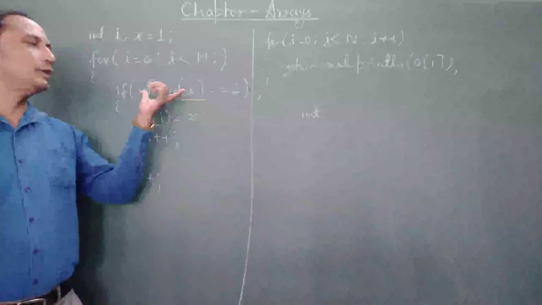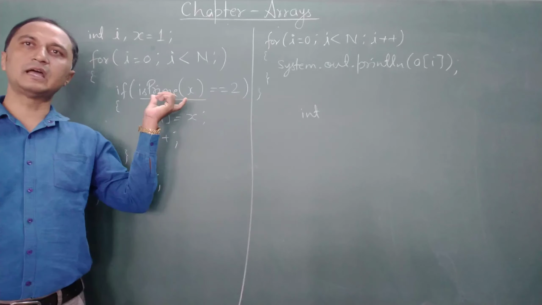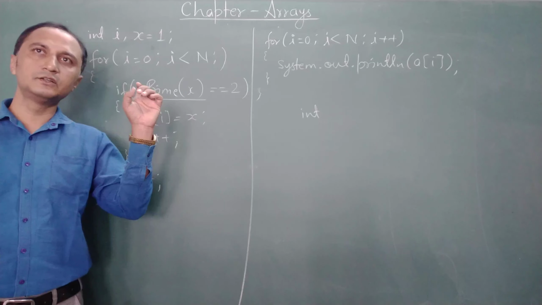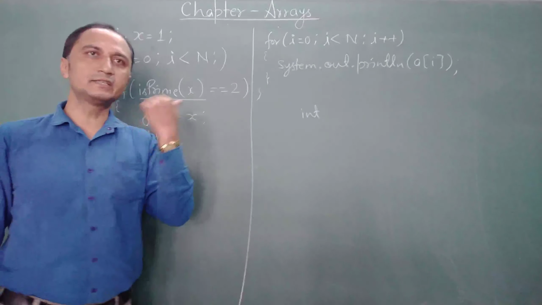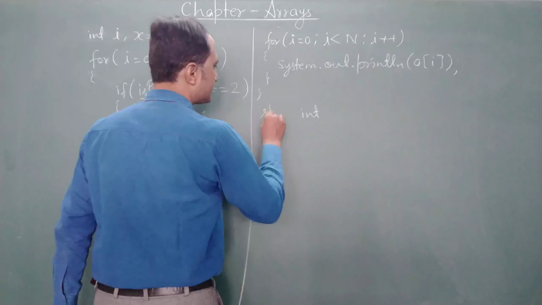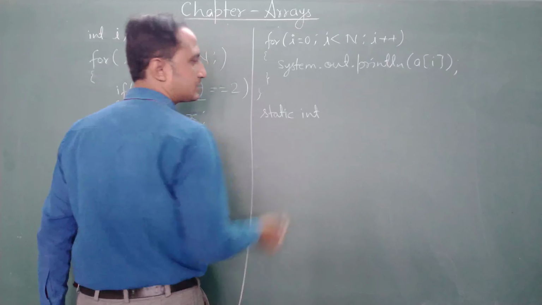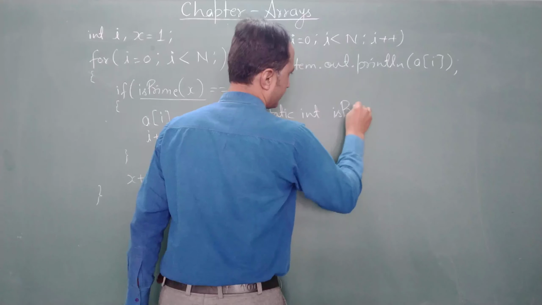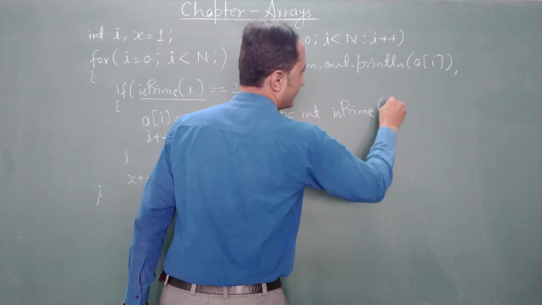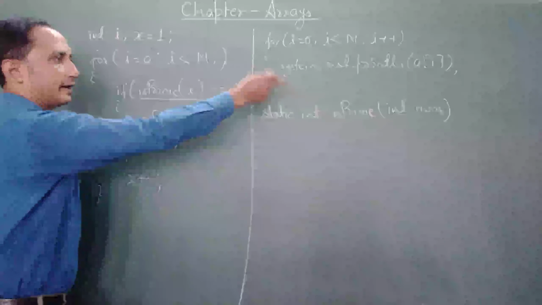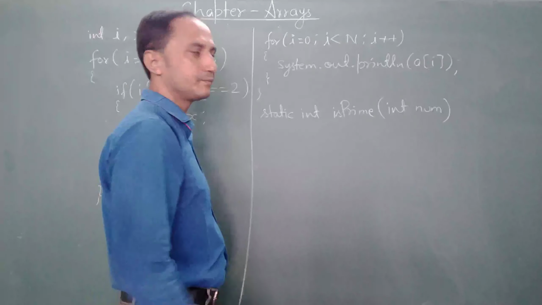But we are calling this function from the main method, and the main method is defined statically. Public static is written now. A static method can call only a static method. So that's why we will write here static int, and the function name isPrime, which is receiving a number, which is receiving the value of x. x will be stored into num.